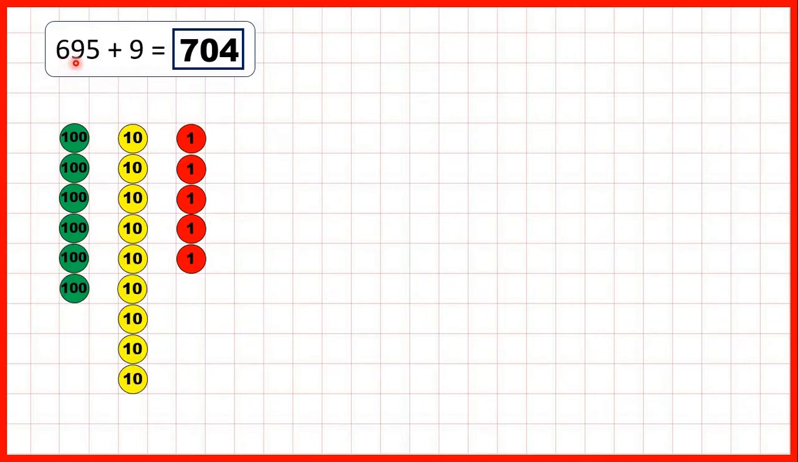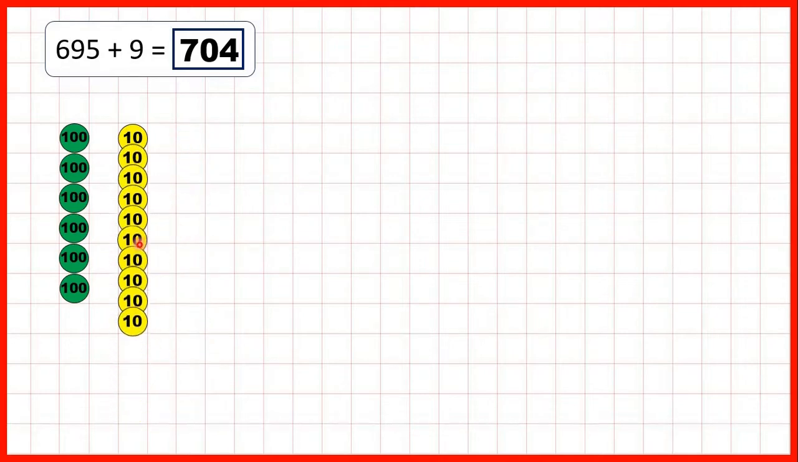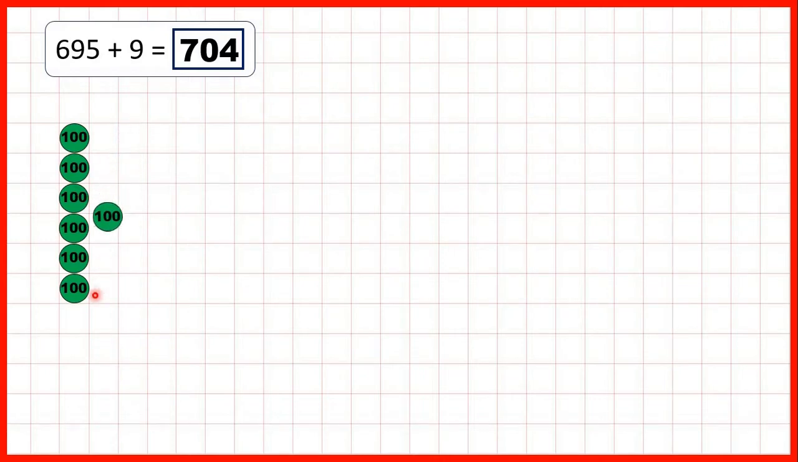Then 695 means we have 6 hundreds, 9 tens and 5 ones. We need to add 9 ones, but we can first add 1, 2, 3, 4, 5, exchange, then exchange again. Then, because we've already added 5, we need to add 4 more. So if we add another 4 ones, that gives us 704.